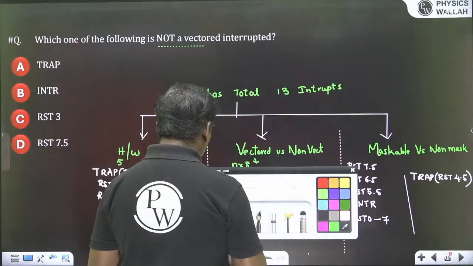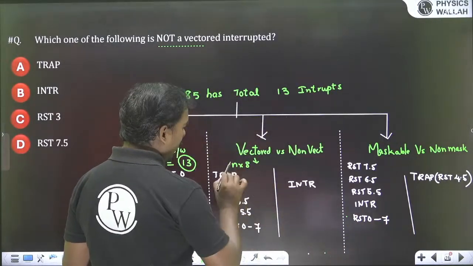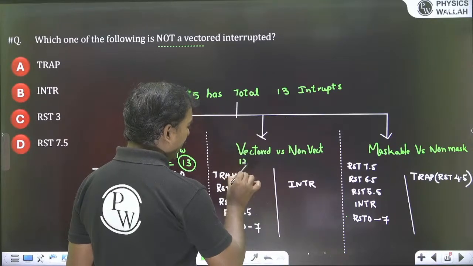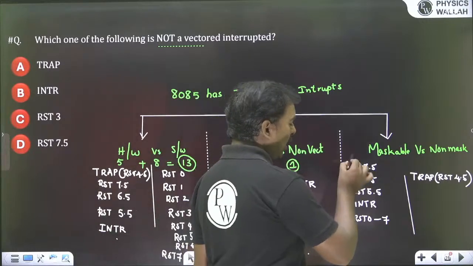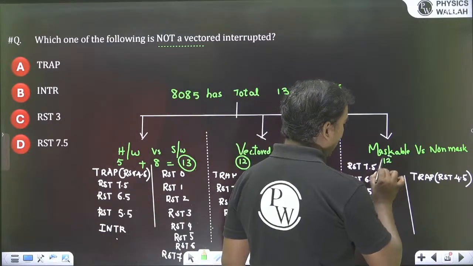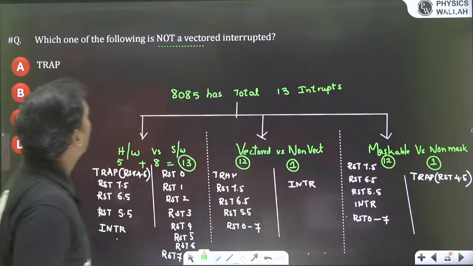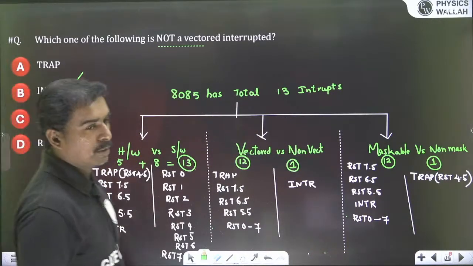So if you see clearly, how many are vector? Total vector is 12, non-vector is only 1. Next, how many maskable? 4 plus 8 is 12, and non-maskable is only one. So what is the question asking? Which of the following is a not vectored interrupt? So INTR is a not vectored interrupt, my dear.